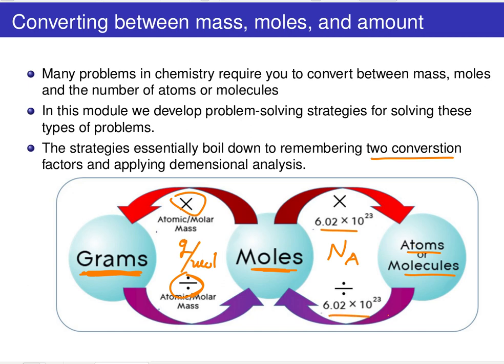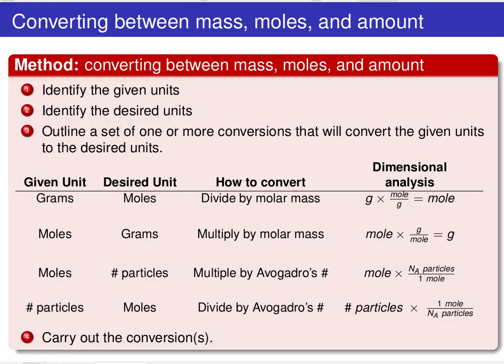So to sum all of this up, I've made a little table here that basically carries through the overarching process that you will have to follow for solving any one of these mass, moles, and amount problems. The first step, like we do with any word problem, is to identify the given units, then identify the desired units, and then outline a set of conversions. Sometimes it'll take more than one. Outline whatever set of conversions you need in order to convert those given units to the desired units.